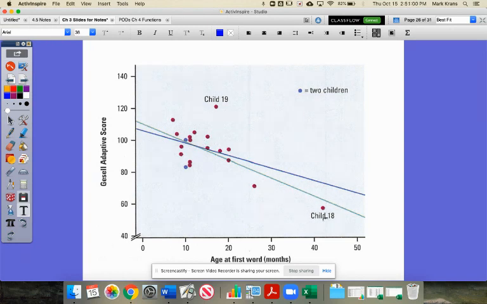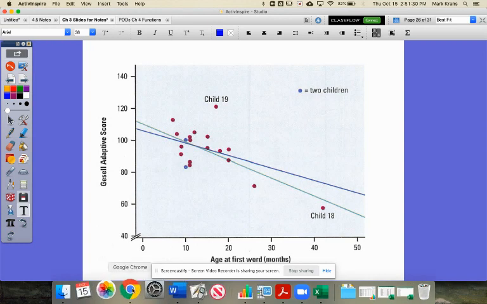Child 18 is an outlier in the x direction. And you can see the blue line is the regression line if I don't include child 18, and the green line is the slope if I do include child 18. And the correlation coefficient actually gets stronger when you put child 18 in, okay, which is kind of counterintuitive.